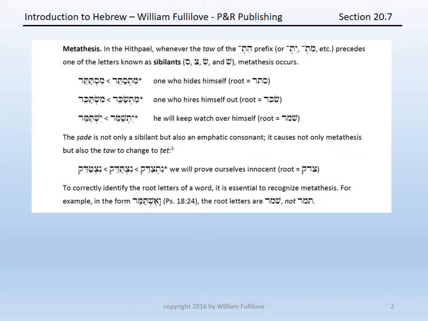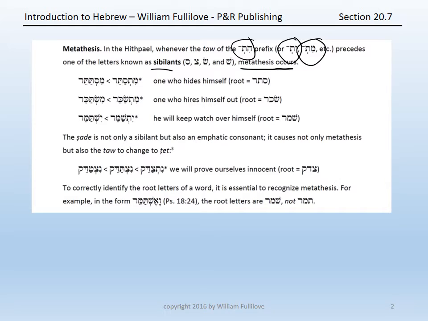We will first look at metathesis. In the hit pa'el, whenever the tav of the hit prefix, whether as hit or in the imperfect yit, tit, et, etc., or the participle mit, whenever the tav precedes one of four letters known as sibilants, those are samek, tzade, sin, and shin, metathesis occurs, meaning the tav and the sibilant switch places.